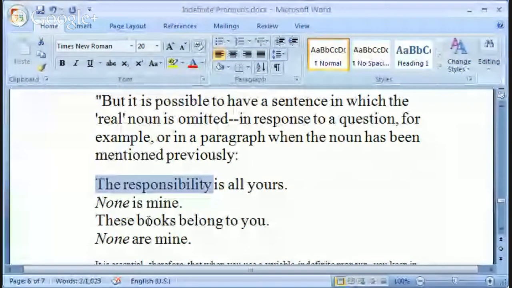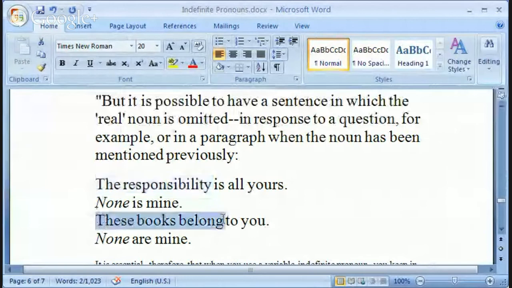None is mine. On the other hand, these books belong to you. None are mine. Again, I'm using "none" as a substitute for these books. These books are mine. Very simple sentence. Obviously makes sense. So, none belong to you. None are mine. Okay. All right, we can swap out "none" in these books, but obviously the tricky thing is using is or are, having the correct verb conjugation to determine if it's singular or plural.